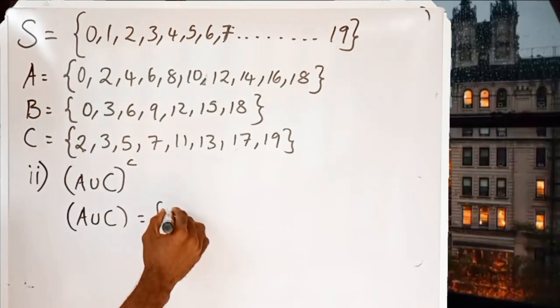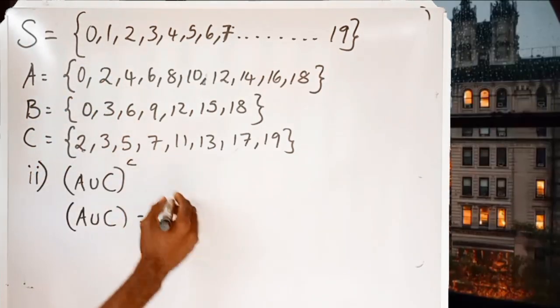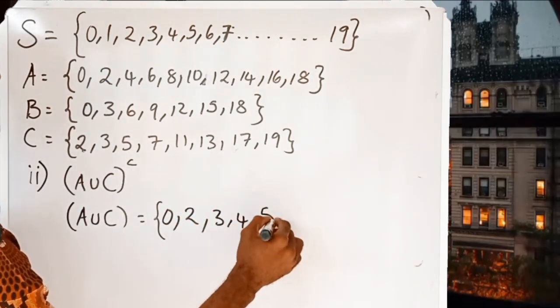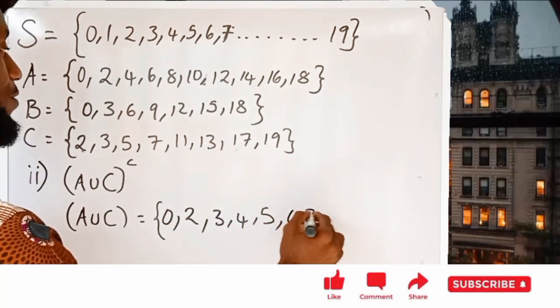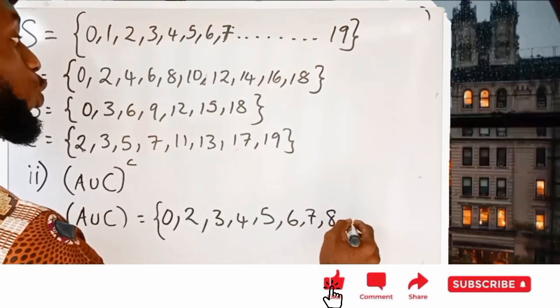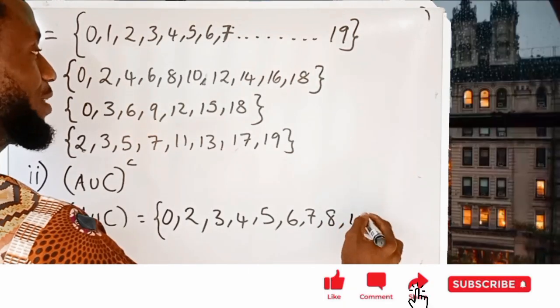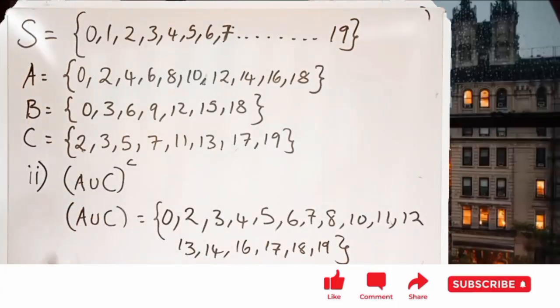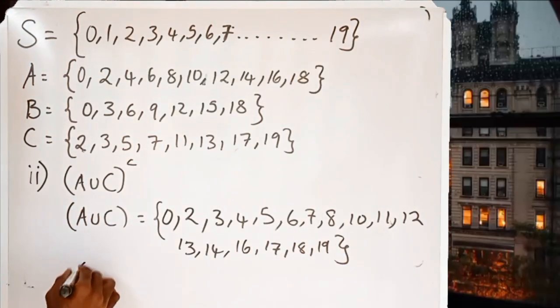We have 0. There is 2 and 2 here, but I just need to take 1 like I said. We have 3, 4, 5, 6, 7, 8. No 9 on both sides, but they have 10, 18, and 19. So it's A union C. Now that we have it, that's a whole lot.